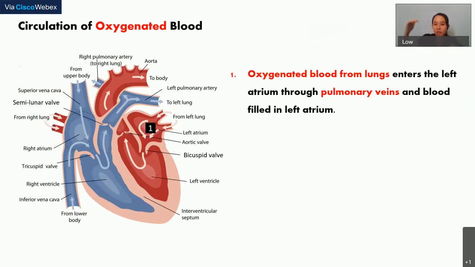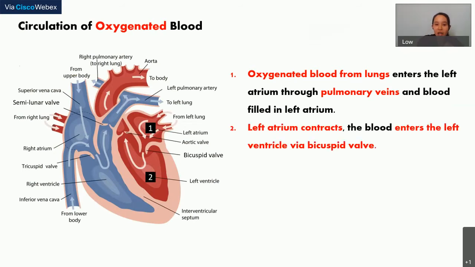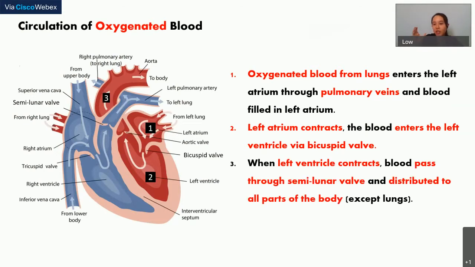Next, for the oxygenated blood it is a little bit different. The oxygenated blood comes from the lungs. They have gotten all the oxygen already, right? It enters the left atrium through the pulmonary veins and fills the left atrium. The left atrium contracts, then the blood flows into the left ventricle through the bicuspid valve. So your bicuspid valve opens. Then the left ventricle contracts, and the blood goes through the semilunar valve and is distributed to all parts of your body except the lungs.